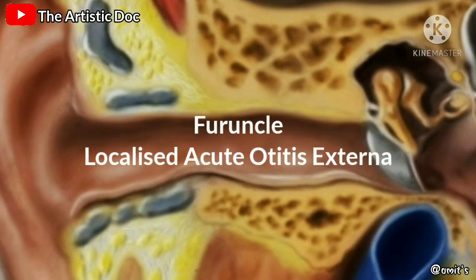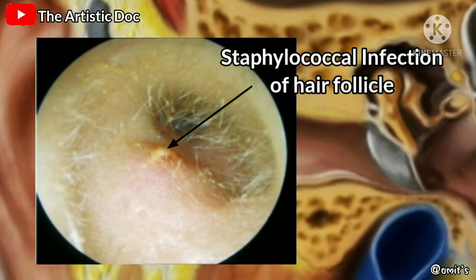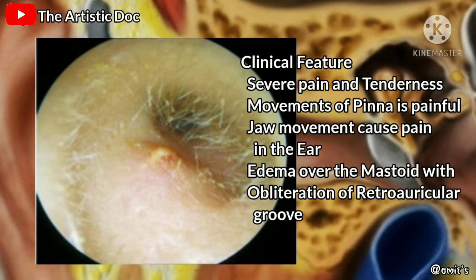Furuncle or localized acute otitis externa. Inflammation of hair follicles due to Staphylococcus. The patient presents with severe pain and tenderness. Jaw movement causes pain in the ear. Edema over the mastoid due to a posterior canal wall furuncle may occur with obliteration of the retroauricular groove.